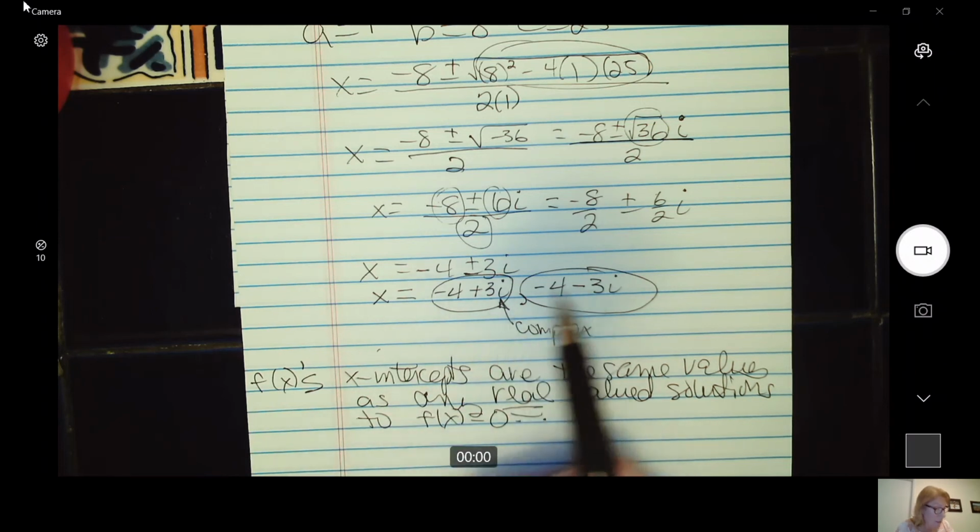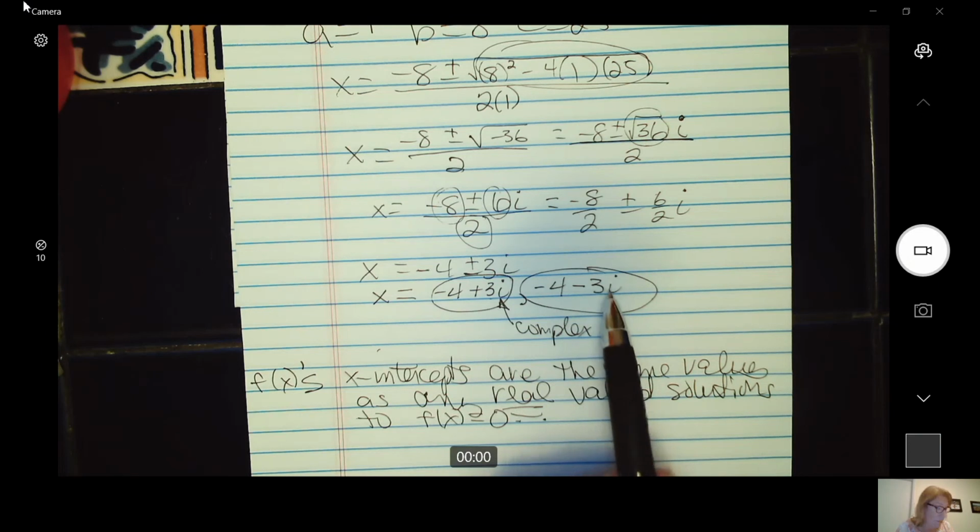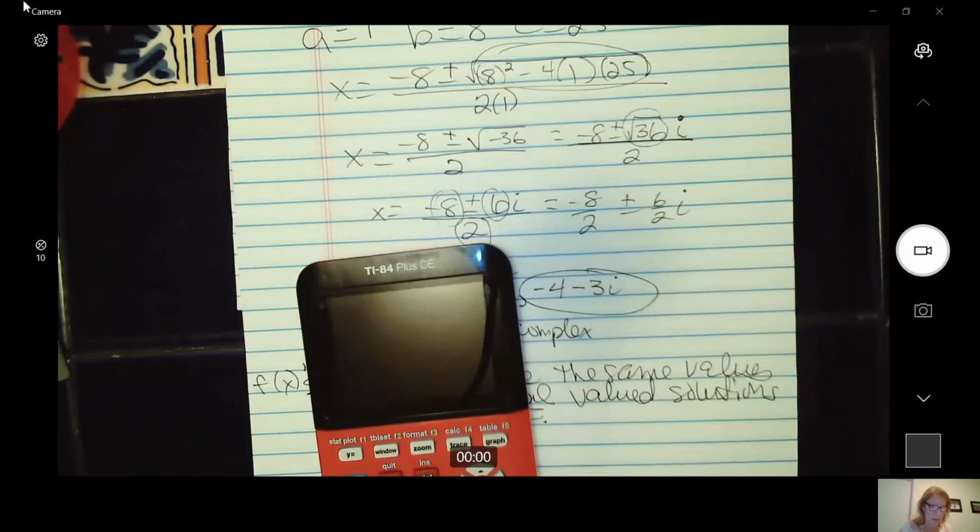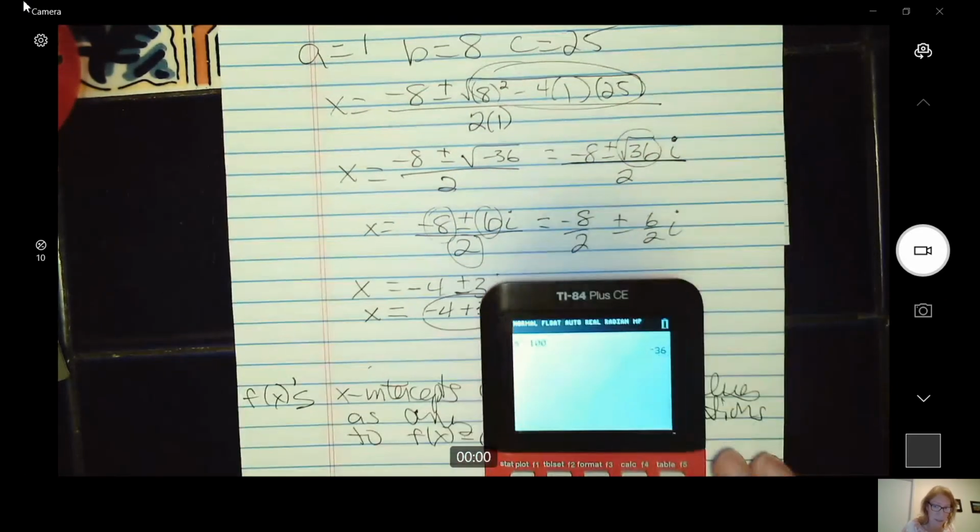This one, because it has solutions that can't be graphed on the real number line because of the imaginary step, we won't be able to see any x-intercepts when we graph it. So let's see what that's going to look like.